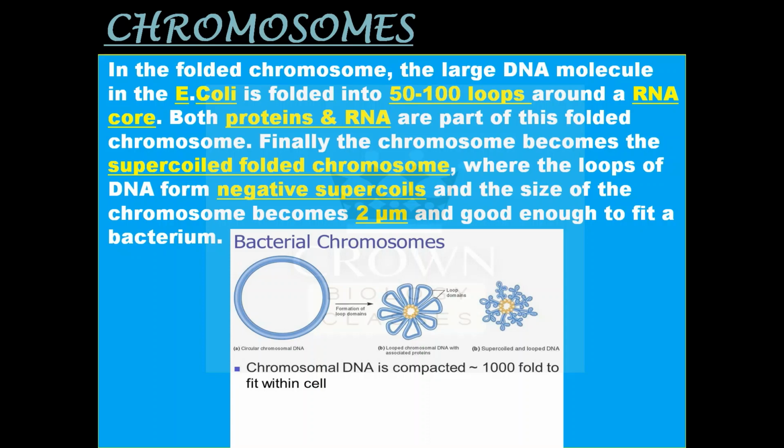Both proteins and RNA are part of this folded chromosome, and finally the chromosome becomes the supercoiled folded chromosome where the loops of DNA form negative supercoils. The loops of DNA can form negative or positive supercoil, but in this case the loops of DNA will form negative supercoil, and it depends upon the amount of strain in it, and accordingly it can be negatively supercoiled or positively supercoiled, and the size of the chromosome becomes 2 micrometer. Such a small size of the chromosome is good enough to fit a bacterium.